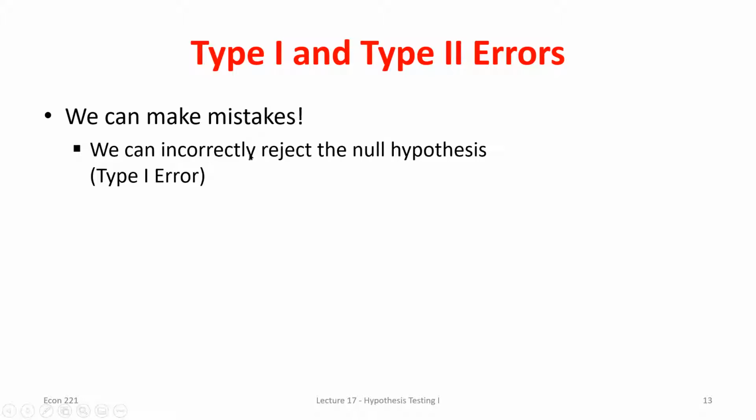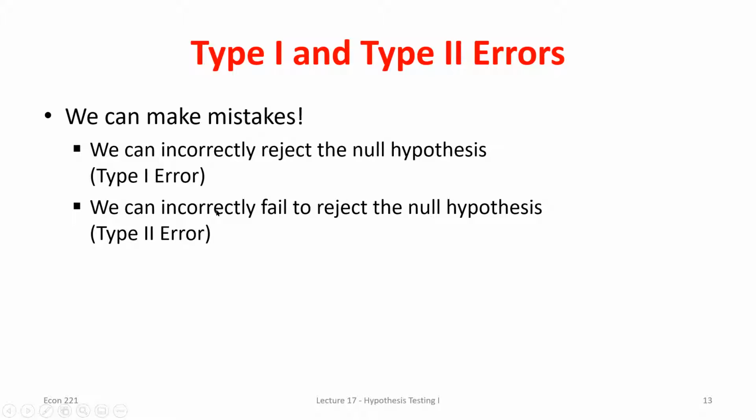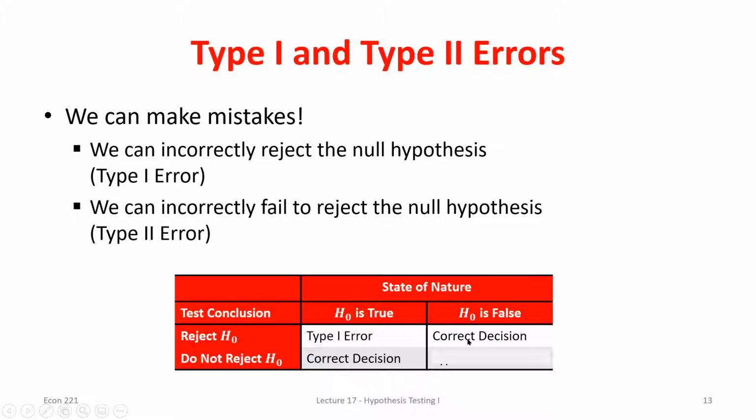So if we reject the null when we shouldn't have, that's a type 1 error. If we fail to reject the null when we in fact should have, that's a type 2 error. So we've got these type 1, type 2 errors. You can build a little table here, which is if the null is true, but I rejected it, that's a type 1 error. I rejected when I shouldn't have. If in fact the null is false and I failed to reject it, I should have rejected it, but I didn't, well, that's a type 2 error.